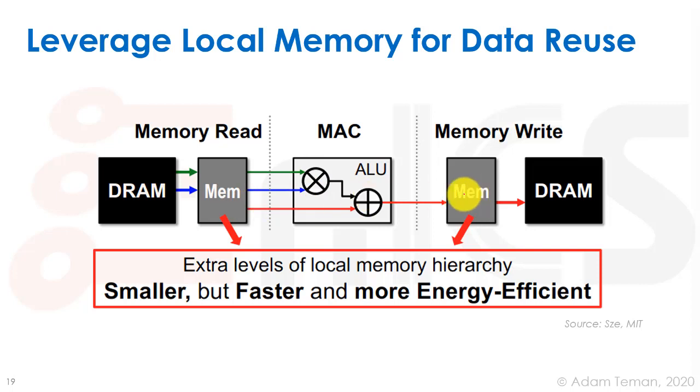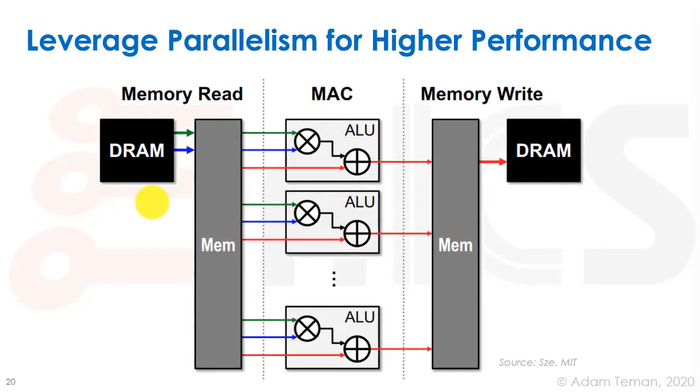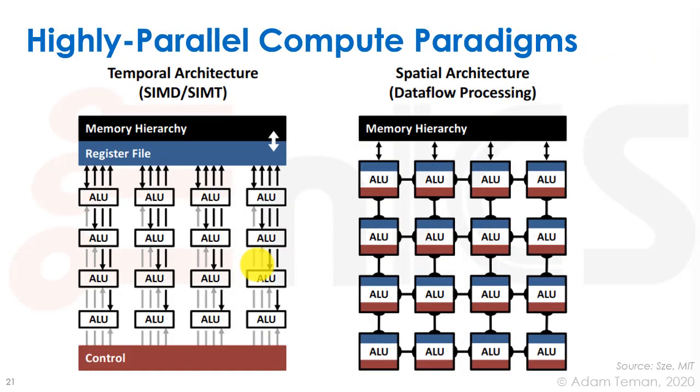So these extra levels of local memory are much smaller than the DRAMs, but they're going to be faster and much more energy efficient. That's the basis of what we're going to do. The other thing is we want to leverage parallelism for higher performance. Whatever we read from the DRAM, we want to store in a memory, and if we can, we want to send it to many of these different computational units and do things in parallel, and that will increase our bandwidth or our throughput.